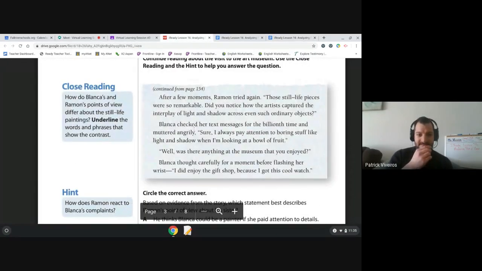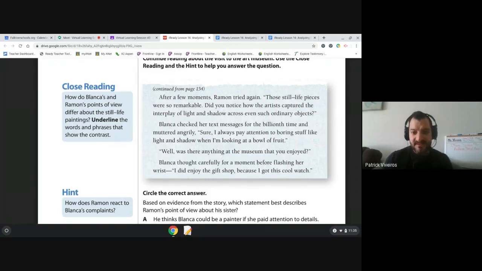So we have a couple of paragraphs to read here. And it says, after a few moments, Ramon tried again. "Those still life pieces were so remarkable. Did you notice how the artist captured the interplay of light and shadow across even such ordinary objects?" Blanca checked her text messages for the billionth time and muttered angrily, "Sure, I always pay attention to boring stuff like light and shadow when I'm looking at a bowl of fruit." "Well, was there anything at the museum that you enjoyed?"